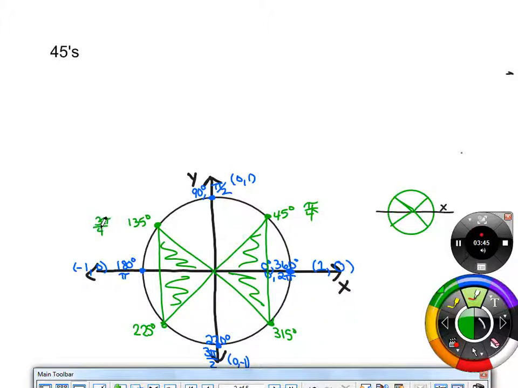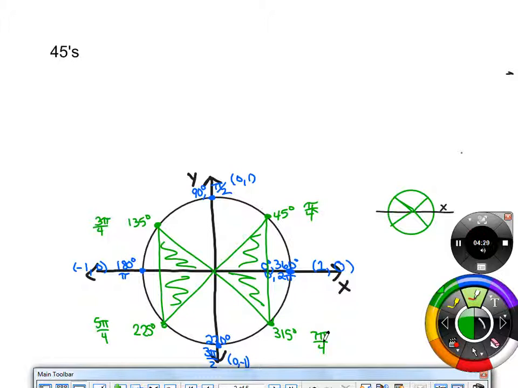Another 45 would put you at 180, and you would have gone 4/4, which is just 1 pi. Okay. And then 45 past that would be 5/4. 45 past that would be 6/4, and 6/4 would reduce to 3 over 2. Okay. 45 past that would be 7/4. And 45 past that would be 8/4, and 8 over 4 would reduce to 2, which is why you see 2 pi here.